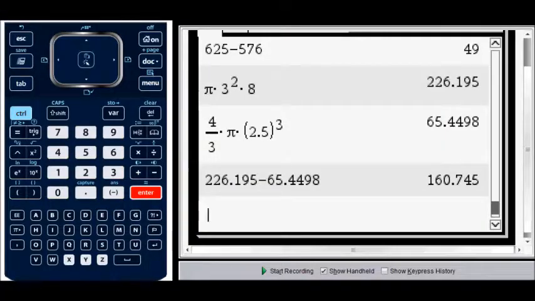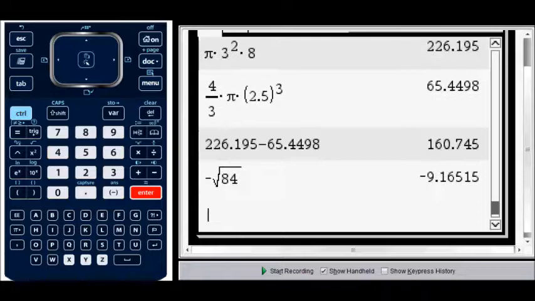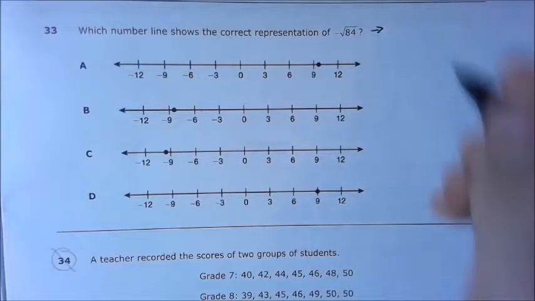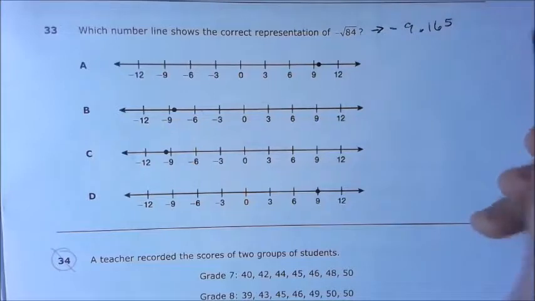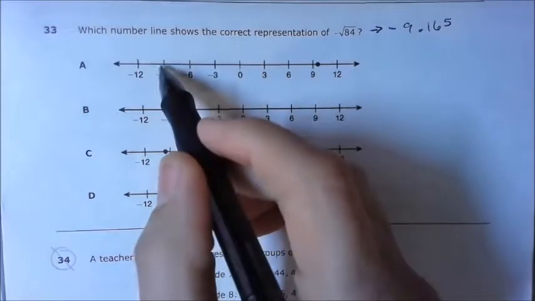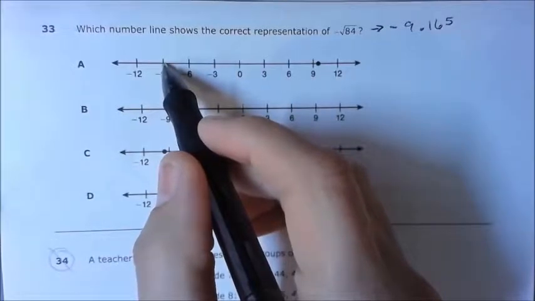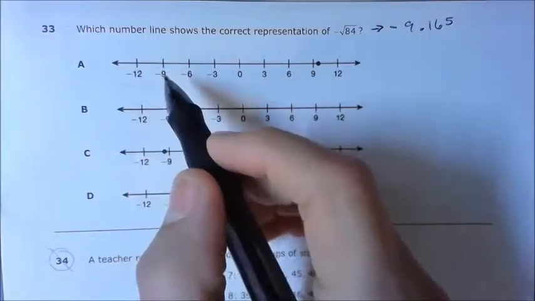Alright, if we put that in, we will put the negative square root of 84, hit enter, and it gives us negative 9.165. So if you write that down, it's negative 9.165. And so what we want to do is try to find on the number line this value. So we know it's going to be right here by negative 9. And since it's 1.165, that means it's going to be a little bit past 9. Because it's greater, it's going towards 12.